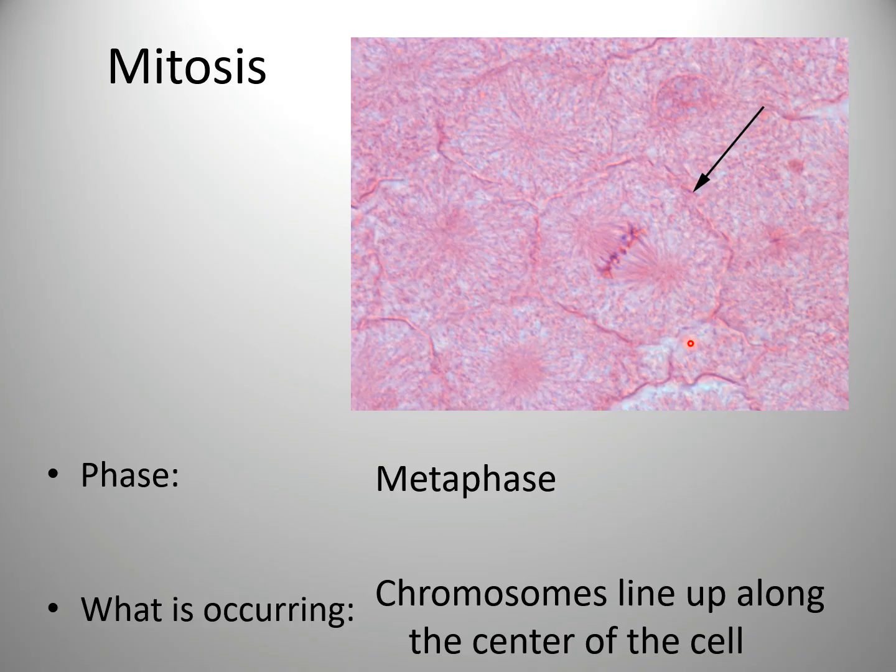And you can see spindle fibers. Those are these rods that look like they're connecting to those X's. And they come from those centrioles. And as the chromosomes line up, those spindle fibers will connect to each one of those chromosomes.